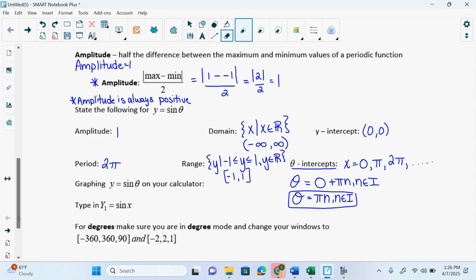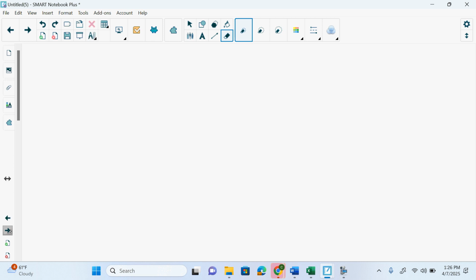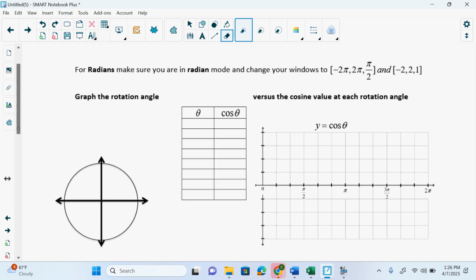Zoom trig, like I said, do. Yeah, it'll help. Okay, next page. What are we going to draw now?